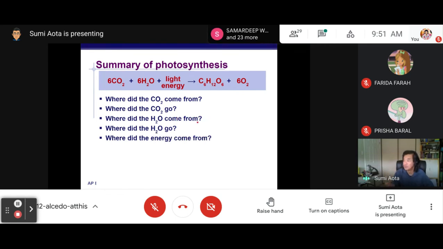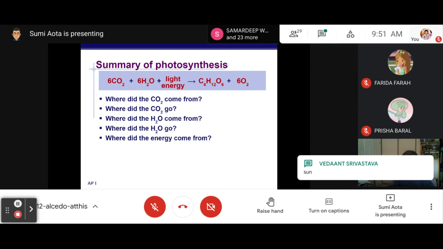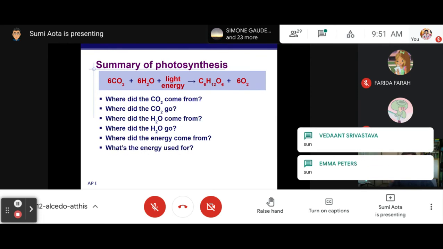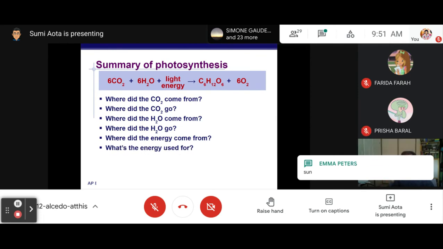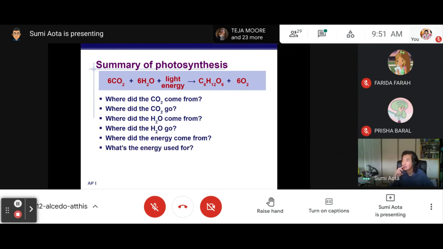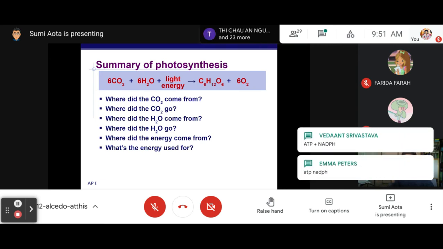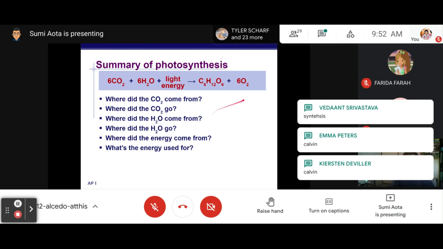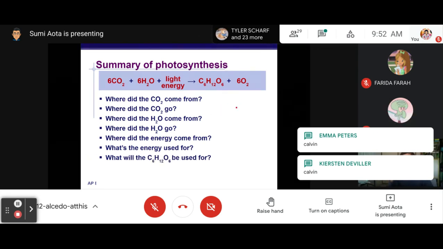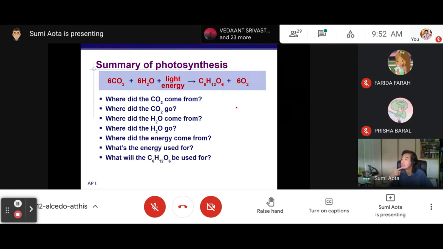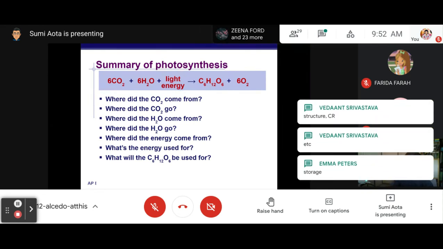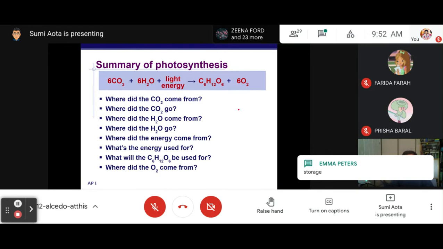Where did the energy come from to run the process? Sun. What's the energy used for? Which is then used for? Because it's all of photosynthesis, right? Yeah, it's used to make sugar. What will the sugar then be used for? Structure, cellular respiration, synthesis, yeah. Where did the O2 come from?